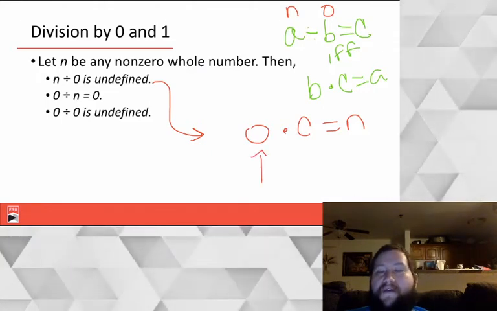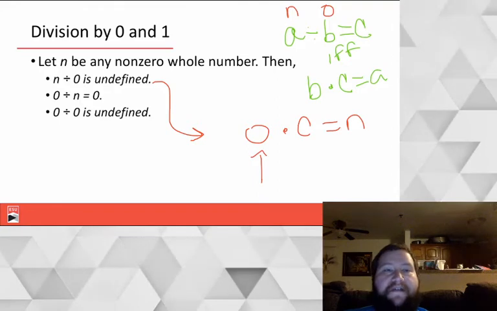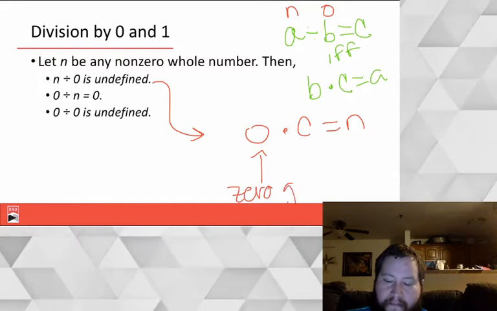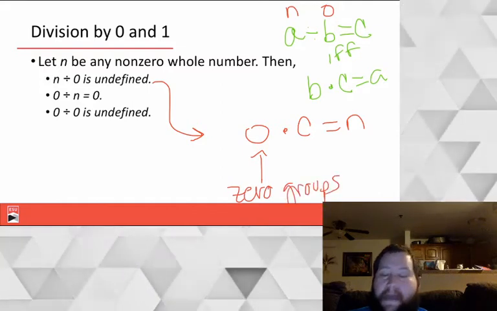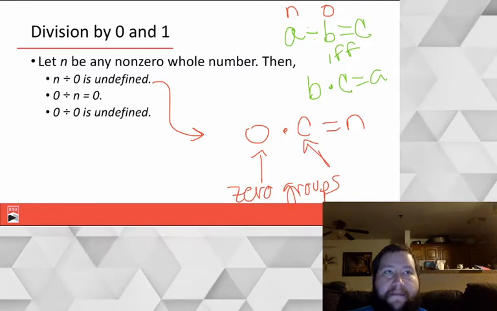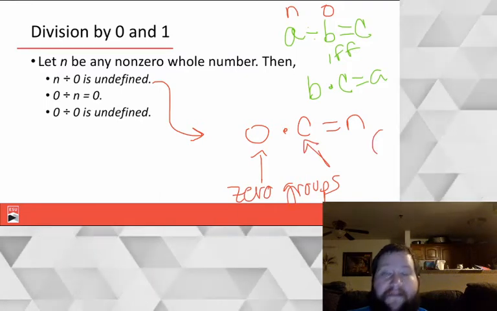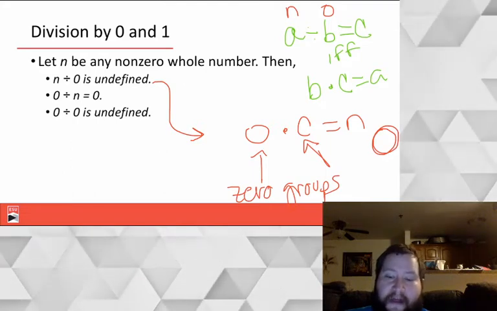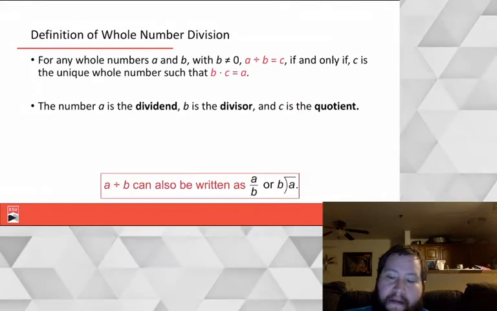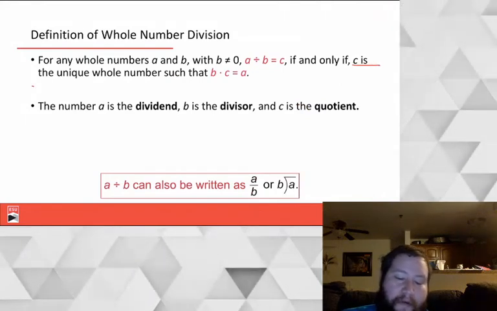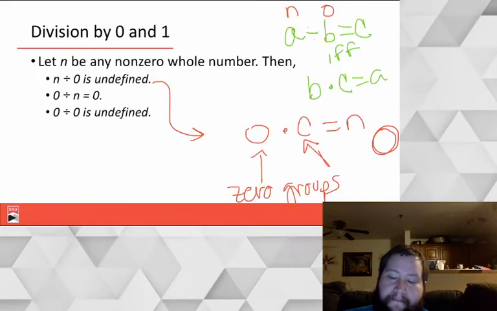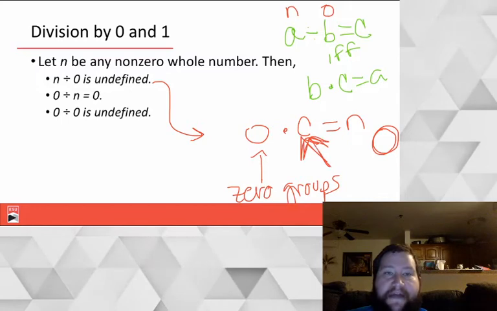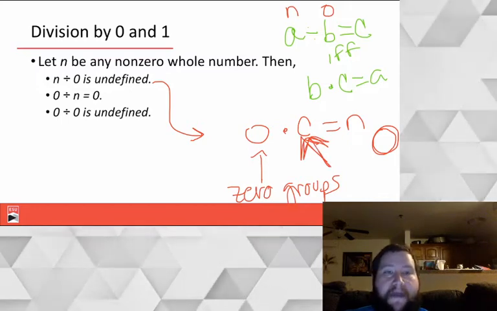If I have 0 groups, this is going back to multiplication, if I have 0 groups, it doesn't matter how big the groups are, I'm going to get 0 on the other side because I have no groups. So our definition, I'm going to hop back. c is the unique whole number. There is no c. So it's that 0 times something gives us n. And so it's undefined.